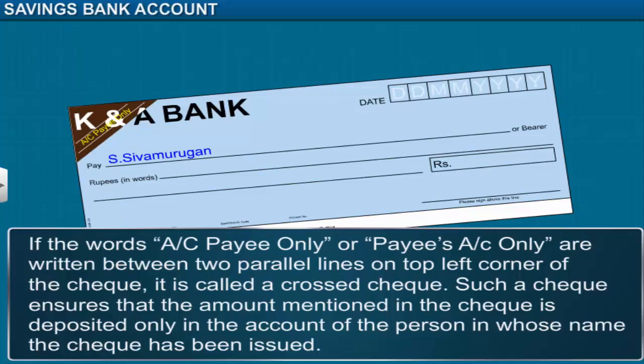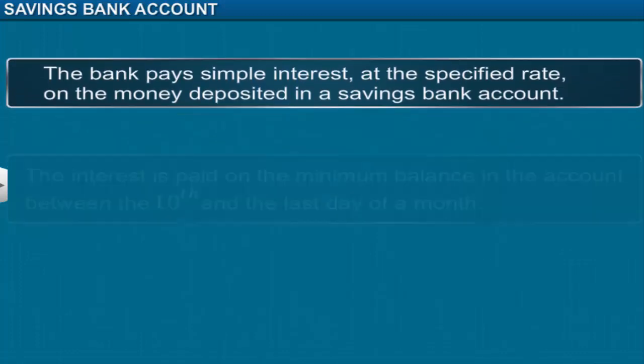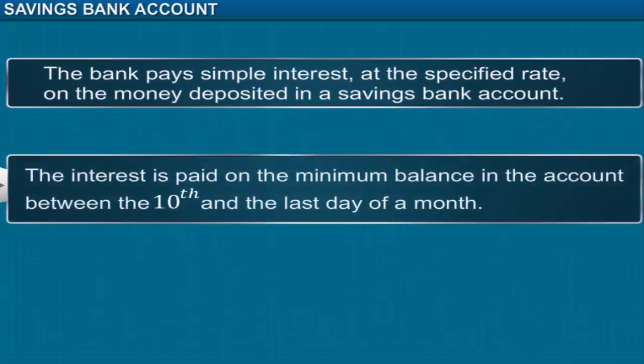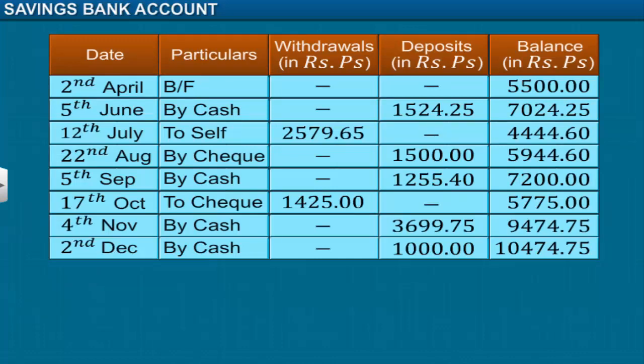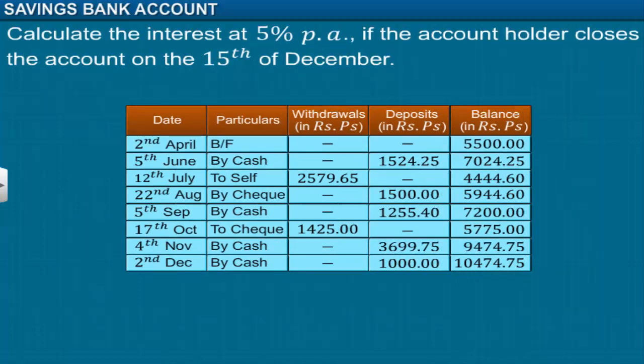Such a check ensures that the amount is deposited only in the account of the person in whose name the check has been issued. The bank pays simple interest on the money deposited in a savings bank account. The interest is paid on the minimum balance in the account between the 10th and the last day of the month. Take a look at this page of the passbook. Let's calculate the interest paid by the bank at 5% per annum. If the account holder closes the account on the 15th of December, first, we will calculate the principal on which the interest is paid.